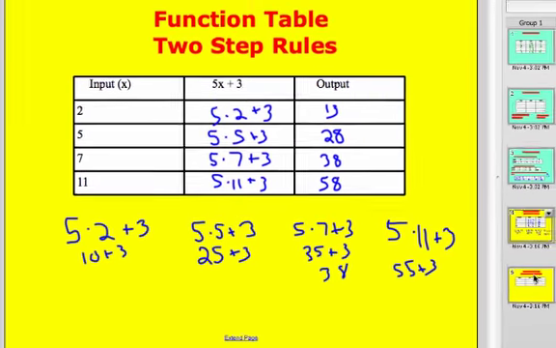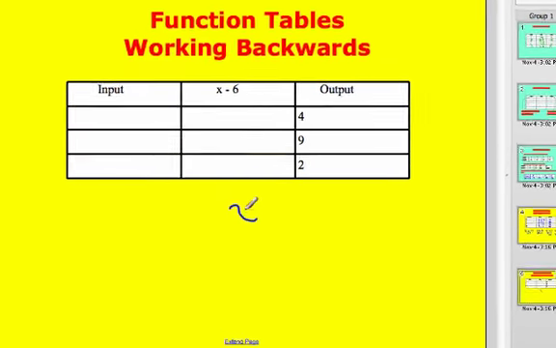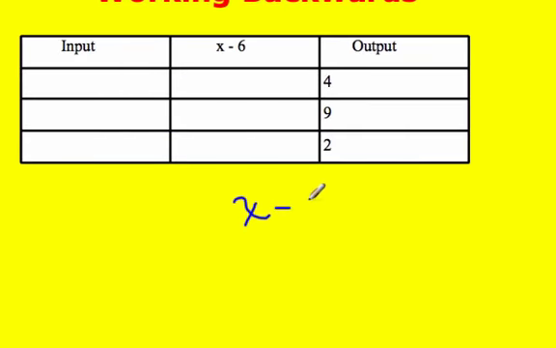Now we're going to take it one step further. What about if we were working backwards and we were only given the output? Well, this is a perfect case for inverse operation. The way to think about this is think about it like it's an equation. So imagine if we have x minus 6. We don't know what x is, but we know it equals 4 when we do x minus 6, right? Because that's the first output they give us. So it's an equation.